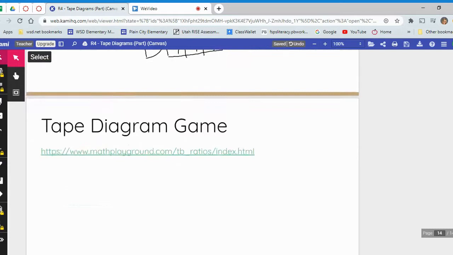Okay, so this website is just a website that helps you do a little more online practice with tape diagrams. If you'd like to do that, that's optional, but it can give you a little bit more experience.